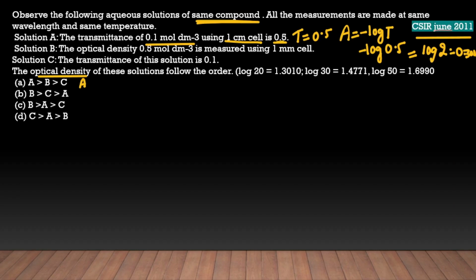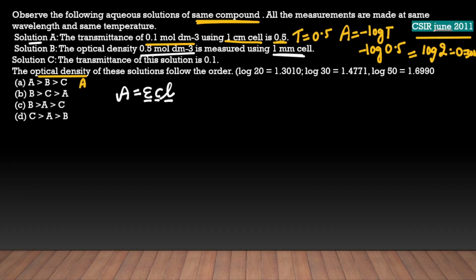This is the absorbance value for solution A. Now for the second solution, it says the optical density of this concentration of the solution using a 1 cm cell. Absorbance is equal to epsilon C L. For this solution, concentration and length are given, but the epsilon value, that is molar absorptivity, is not given. But from solution A, since it is the same compound, the absorptivity is going to remain the same for both of them.